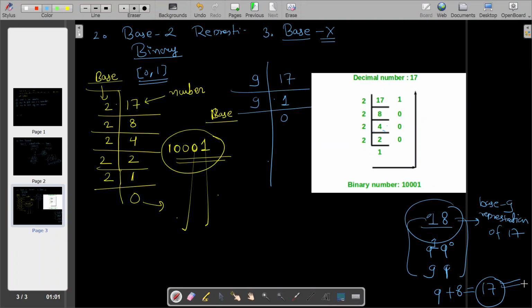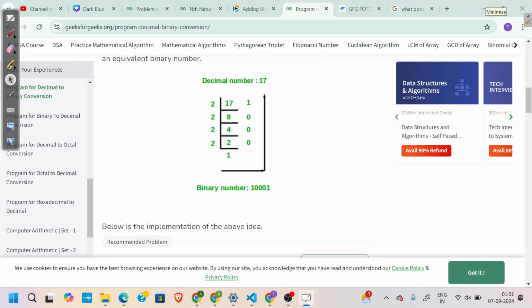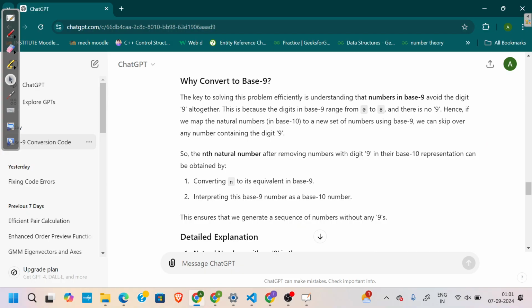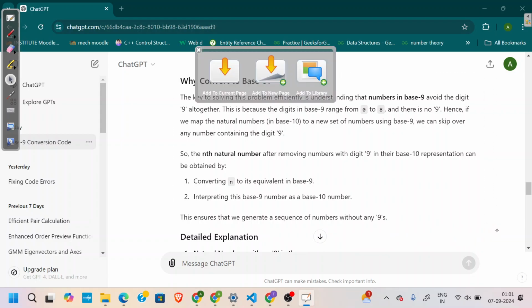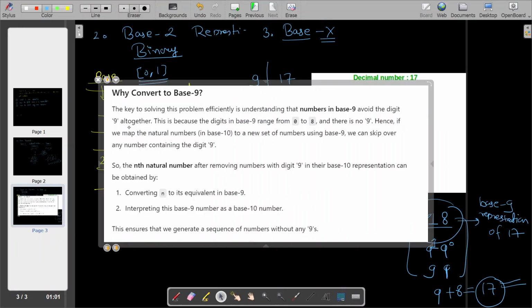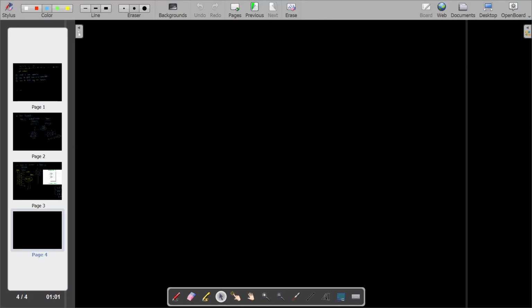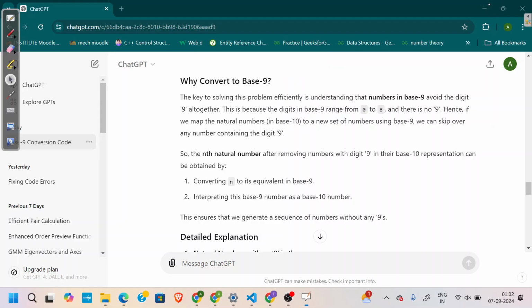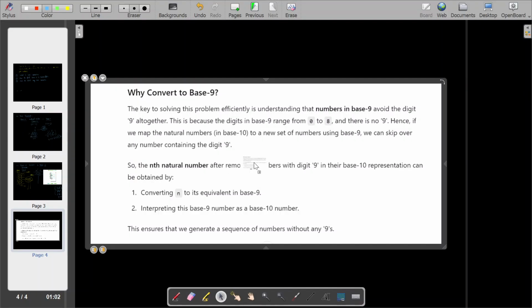Now the important thing is why we are using base 9 in the question. Here I am going to show you why. I have written the answer from ChatGPT also, just to tell you guys. To solve this problem efficiently, understand the number in base 10 and avoid the digit 9 altogether. This is because the digits in base 9 range from 0 to 8. We will use only digits 0 to 8, and there will be no digit 9.